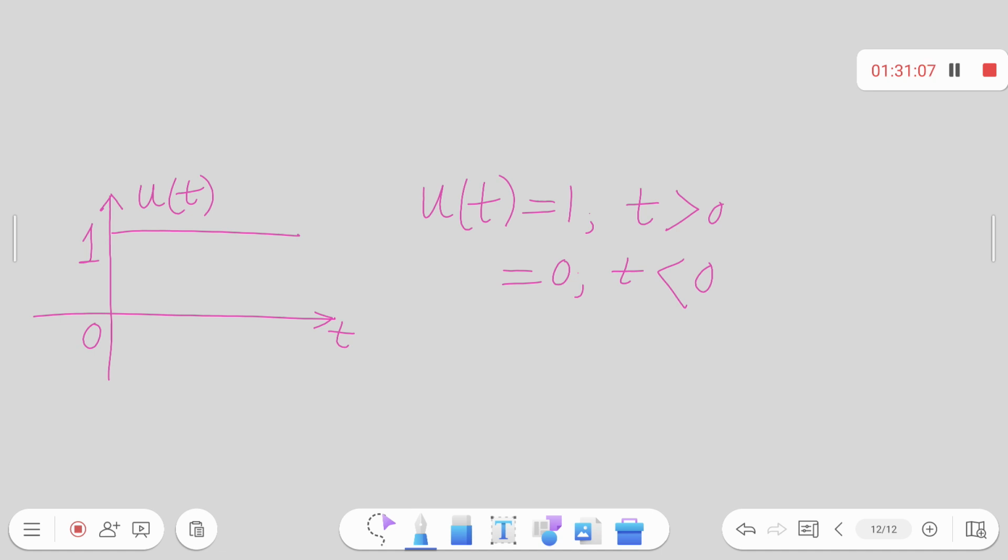Okay, at t equal to 0 minus I don't have anything. At t equal to 0 plus I apply something constant, a constant battery. This can be realized by virtue of this type of signal, u of t. This is the unit step signal. Let me write it down. The name, very popular one: unit step signal.